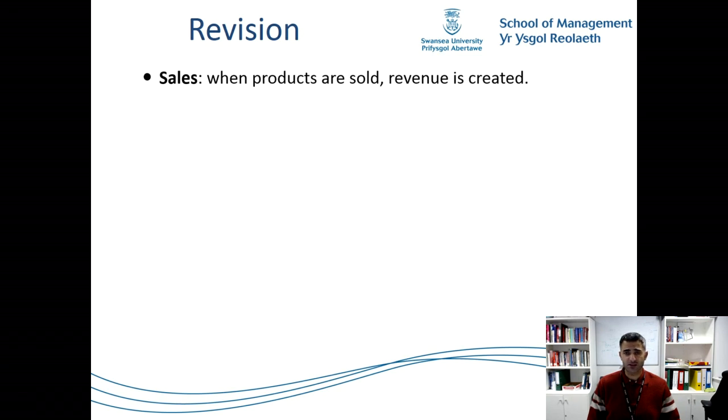So sales. What's sales? When the products are sold, this is the income of the business. It's called sales or sales revenue. So when the business sells products or services, this is called sales income.